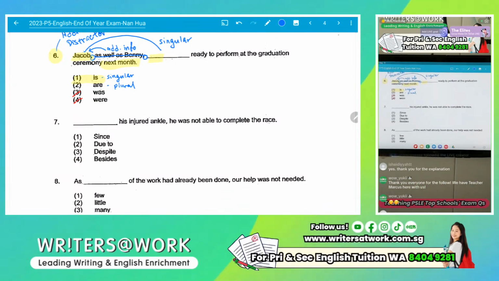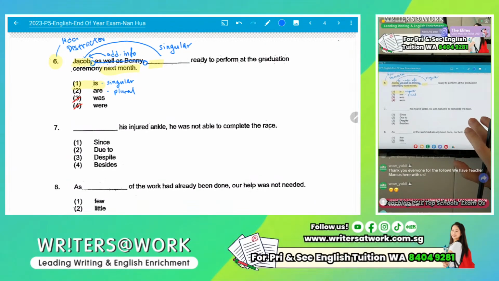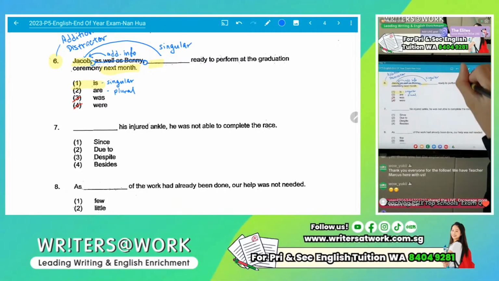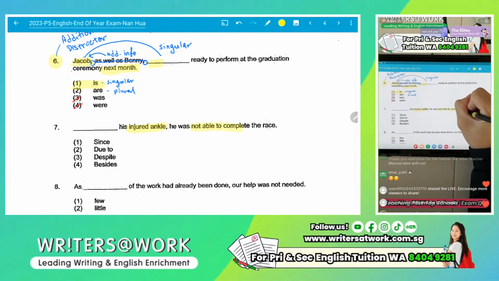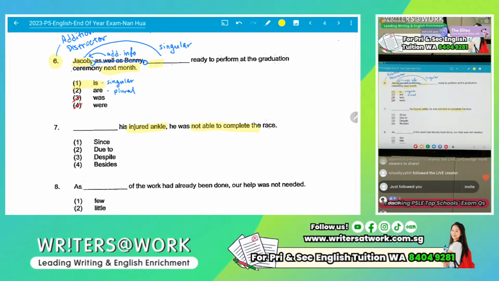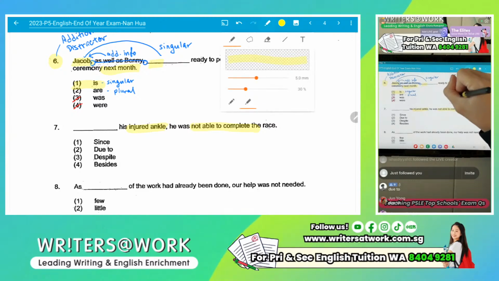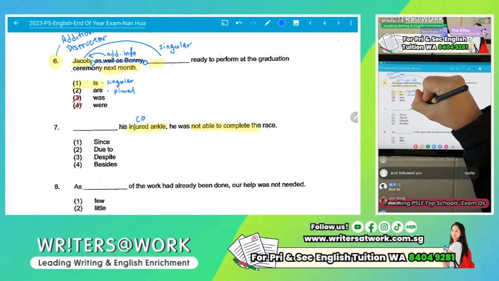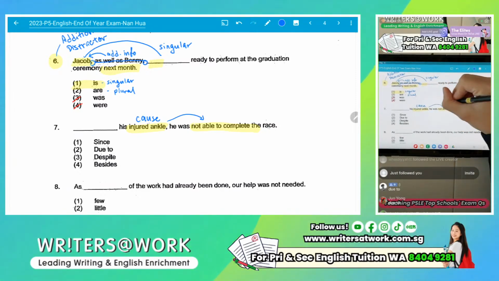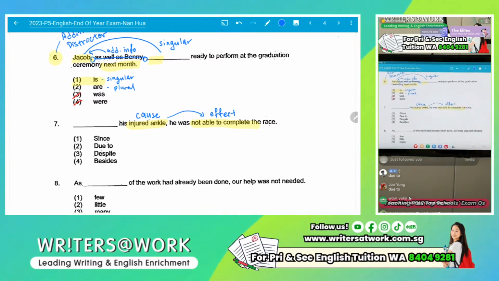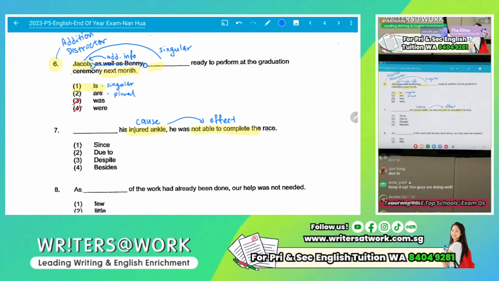Okay, next question. This can be a bit tricky. Blank his injured ankle. He was not able to complete the race. Blank his injured ankle. Unable to complete the race. What we have over here is the cause or reason resulting in the effect or the outcome. So you need to introduce a conjunction over here that explains a cause to an effect.